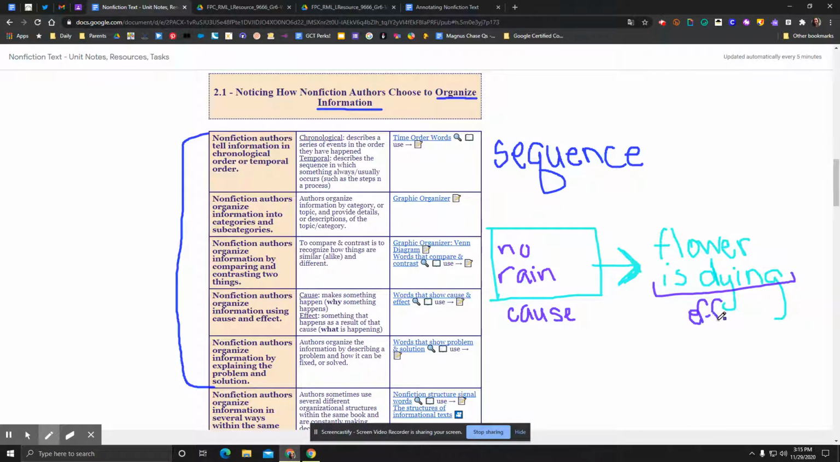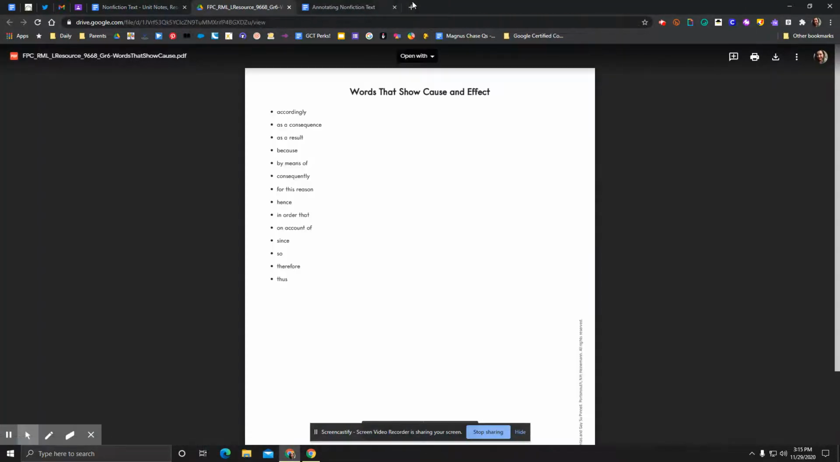So we take a look at the effect first. That's the action, the what, and then we stop and ask ourselves why. And when we ask ourselves why, that is when we have identified the cause. And you can look at the resource here to see words that show cause and effect.